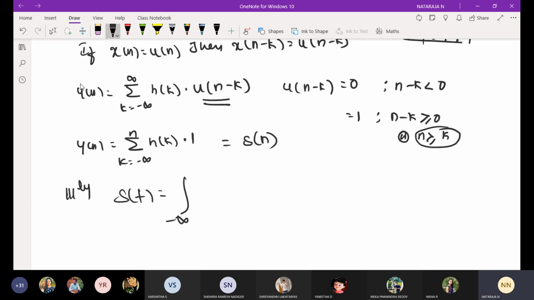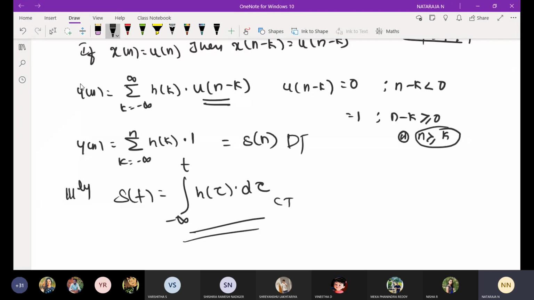Integral from infinity to t of h of tau into d tau I can write. Here h of k into 1 I can substitute, so h of tau into d tau, integrate with respect to tau, I can represent. This is for continuous time signal and this is for discrete time signal.